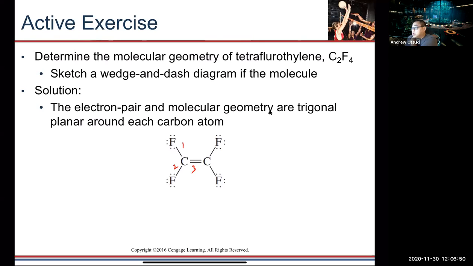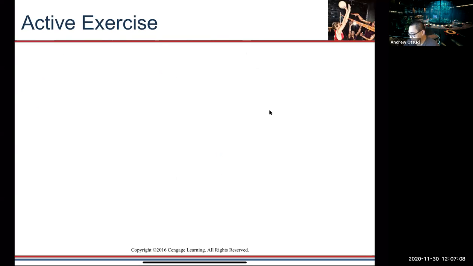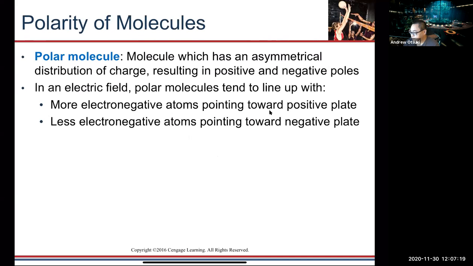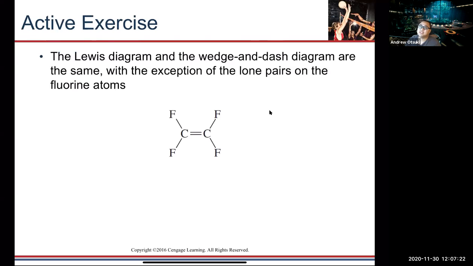So when it says sketch a wedge-and-dash diagram, that means if the molecule has 3D character, or if it's applicable. I think that got cut off, and I apologize for that. So the wedge-and-dash diagram in this example is the same, except in the Lewis diagram you would draw the lone pairs like we did before.